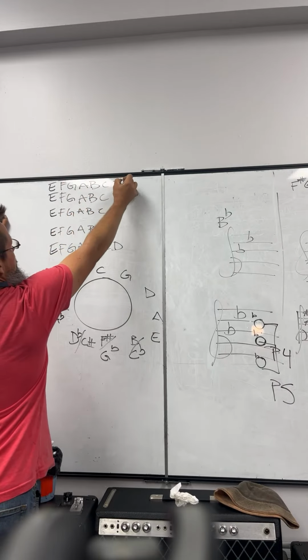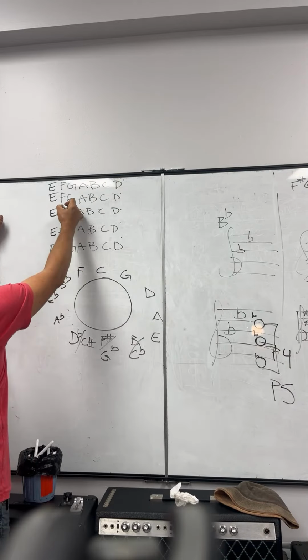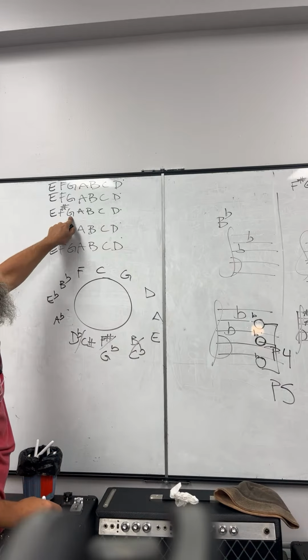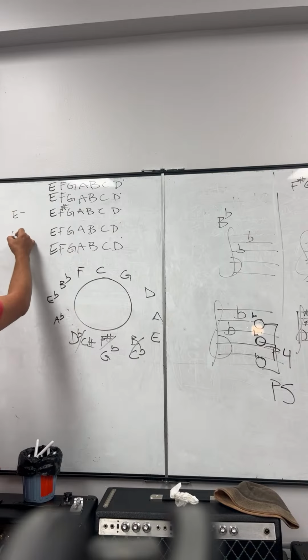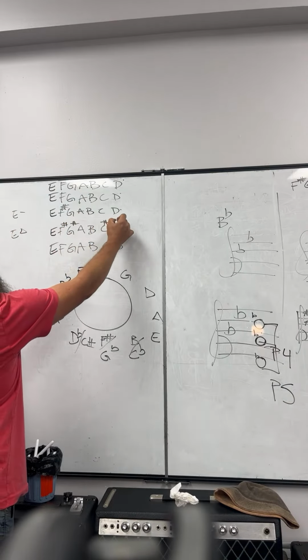Otherwise, they alternate. So I'm going to put my dot over here. If we just go to the middle one and call this one E minor, that works quite well. E, F sharp, G, A, B, C, D. That's how you spell E minor. When you're spelling E major, you would have E, F sharp, G sharp, A, B, C sharp, and D sharp.